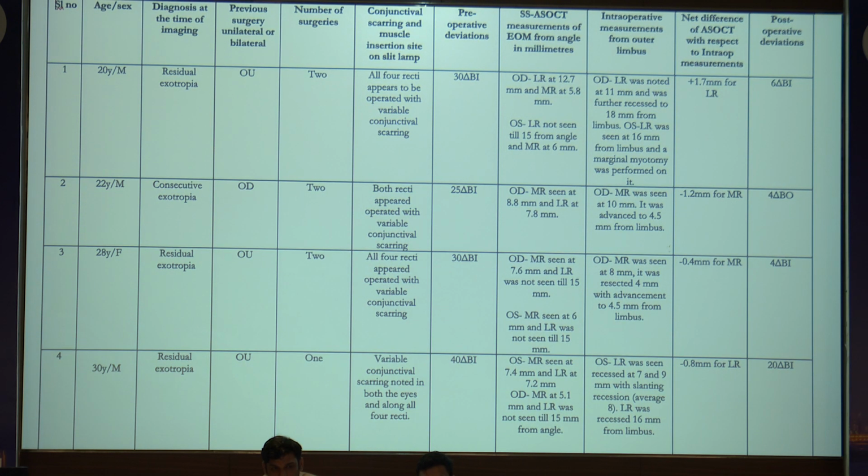So these are the 10 cases where I did imaging, where patients have completely lost their details. They came to us with undercorrection or overcorrection. Now they have residual deviation. You have to correct it. Previous surgery, we don't know. Just get an ASOCT done. You are able to say something.